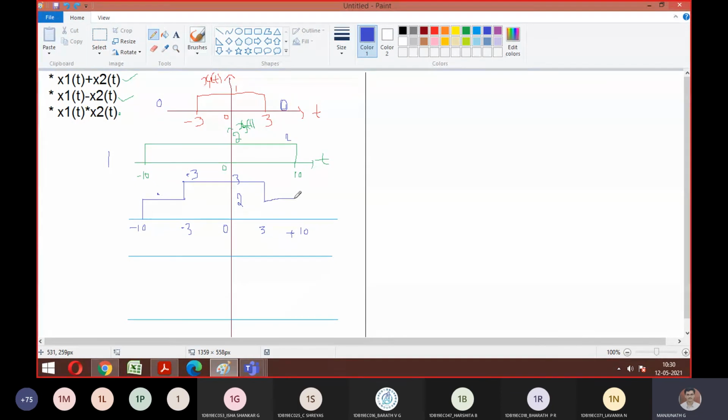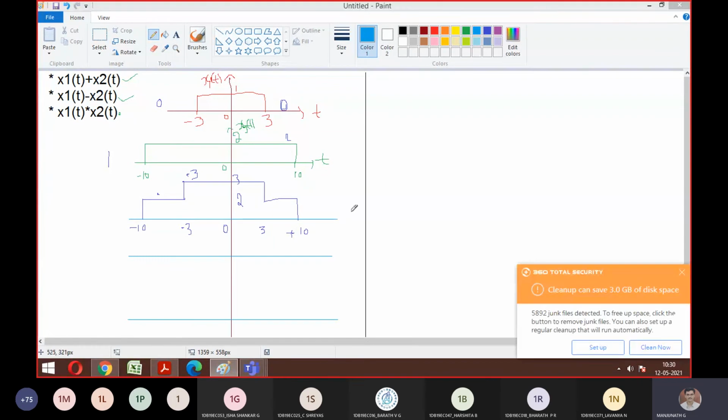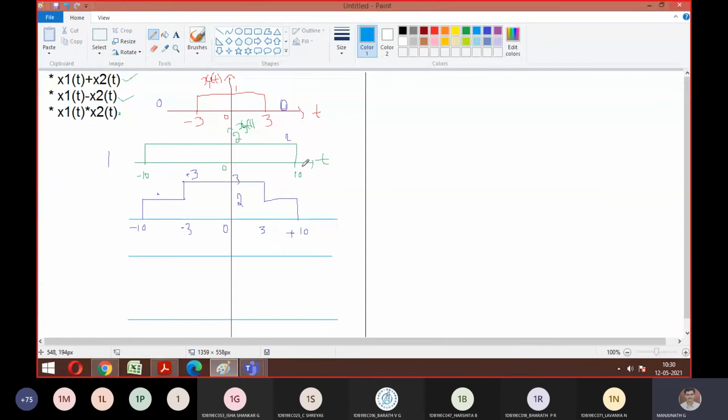So any doubts with this addition part? Is that okay to everyone? Shall we move on to subtraction? Yes. So we have finished addition of two signals, x1 plus x2. Now the same procedure. To do subtraction you want a scale. So let's keep the scale the same, minus 10 to plus 10. Now we have to subtract instead of doing addition, guys.